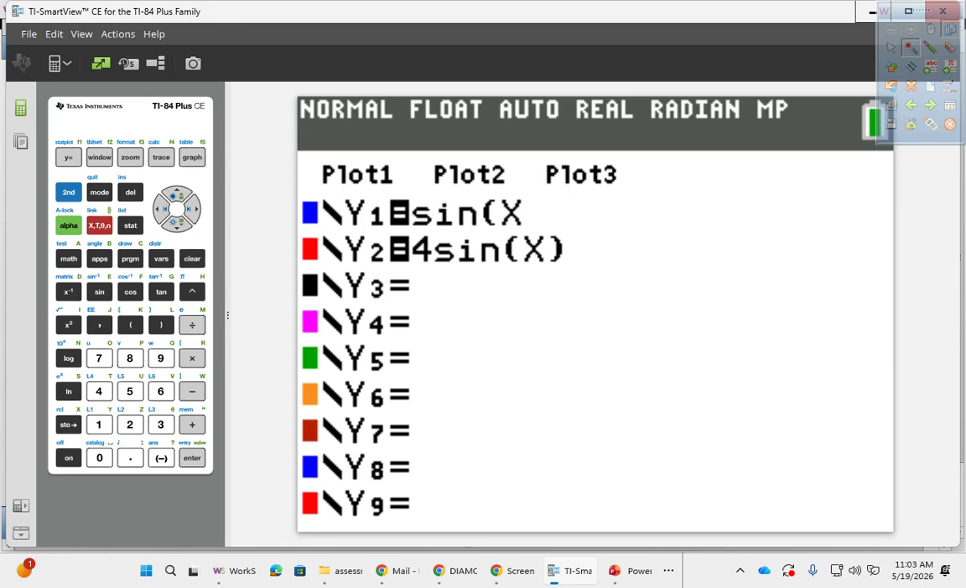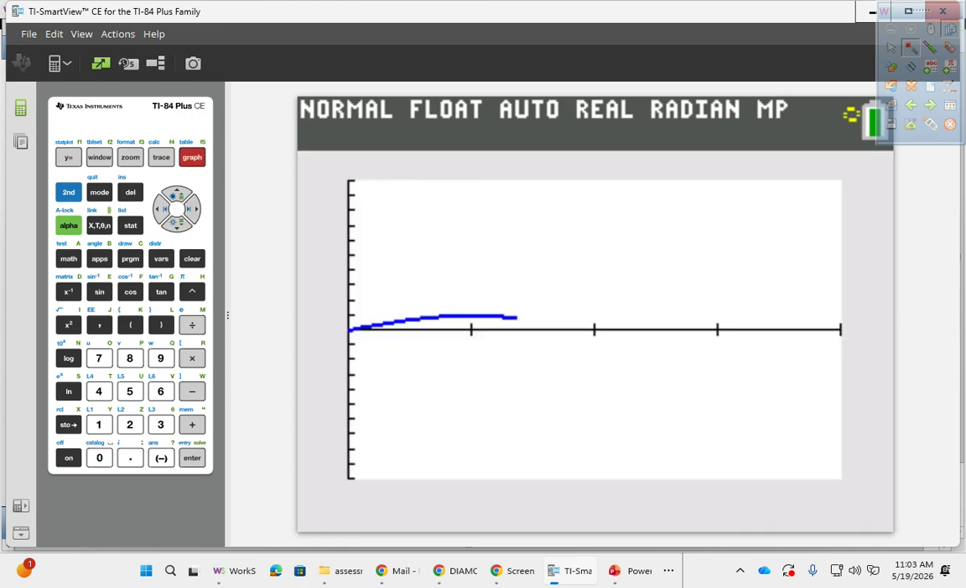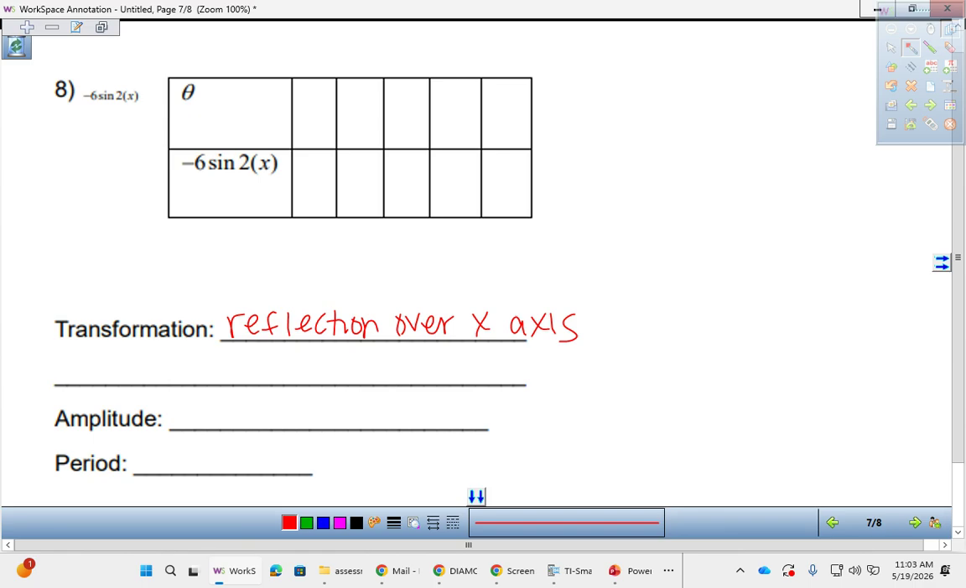what does sine x look like versus what does 6 sine x look like? Ignore the negative. Look at that piece. That piece is the 6. I think my window isn't high enough, so I'm going to change it. So the blue is the original and the red is the 6. It's stretched. It's taller. So that's the stretch. We call that vertical because it's up and down.